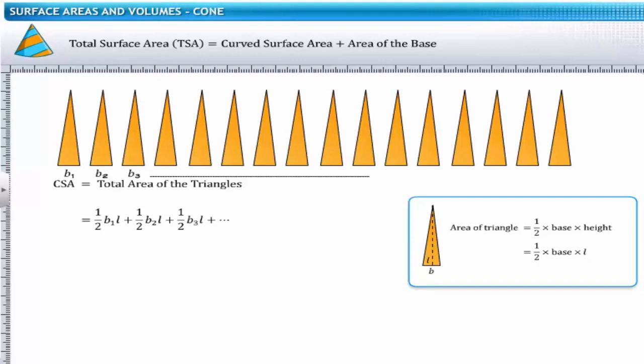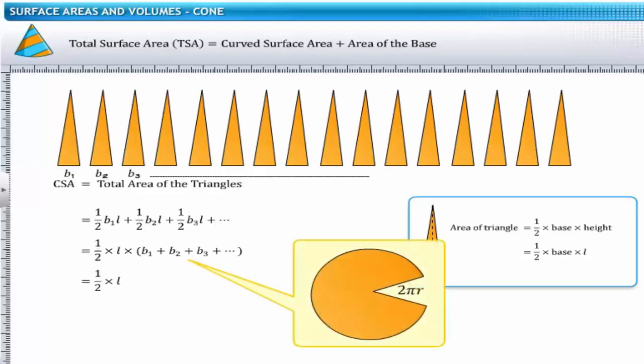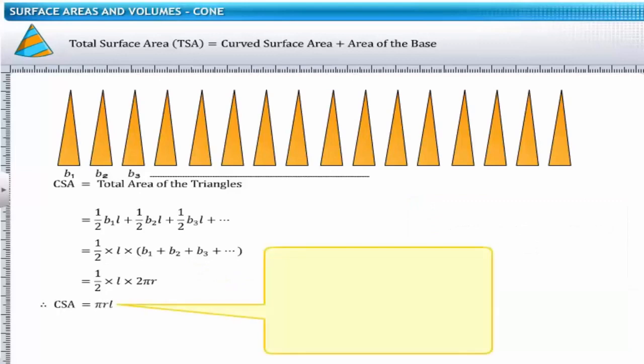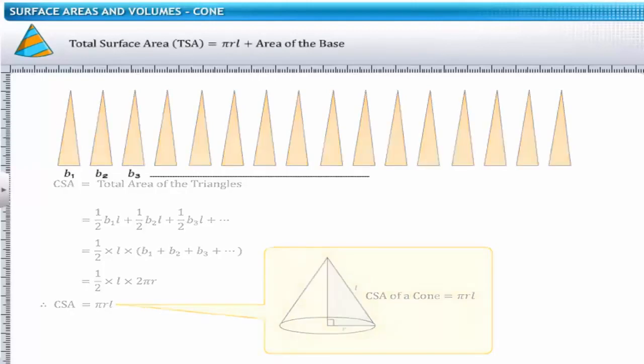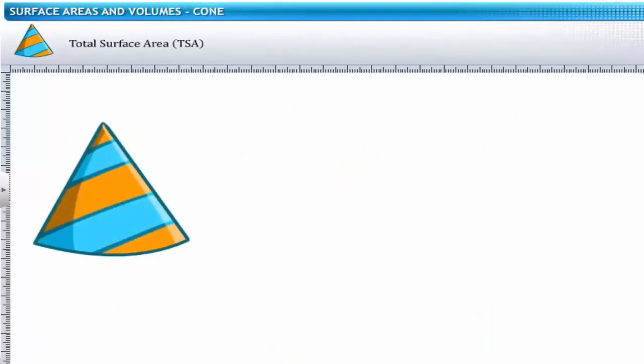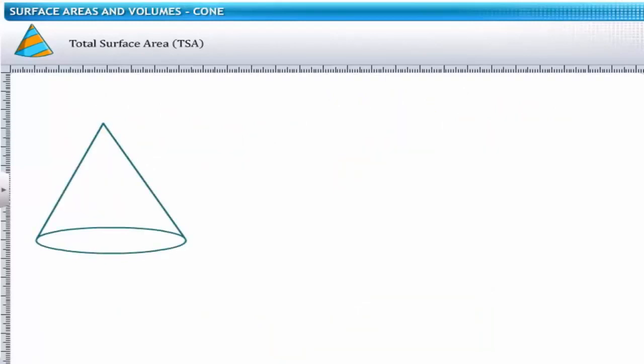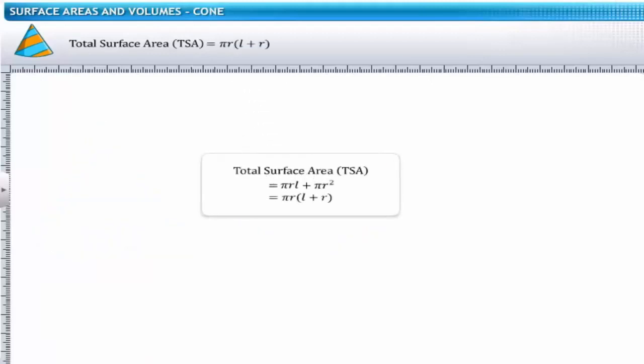Taking half and L as common, we get the total area of the triangles as half slant height into the sum of the bases. Here the sum of the bases can be substituted as 2 pi r. Thus the curved surface area of a cone is equal to pi r L, where r is the base radius of the cone and L is its slant height. Next, let's calculate the area of the base. The area of the circular base is calculated as pi r squared. Taking pi r as the common factor, the formula can be written as shown.